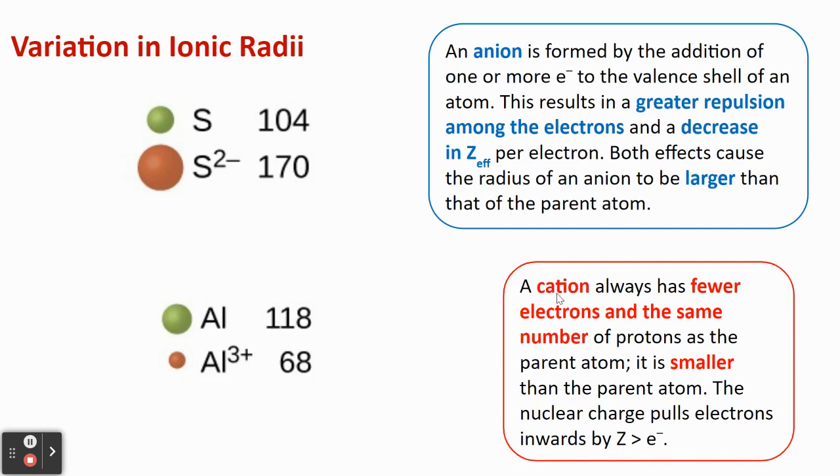When we talk about cations, they lose electrons and form positive ions. And when they lose electrons, that's going to make the attractive force greater, and it's going to pull the electrons in closer. So the ionic radius of a cation will be smaller than the atomic radius of the atom it was formed from.